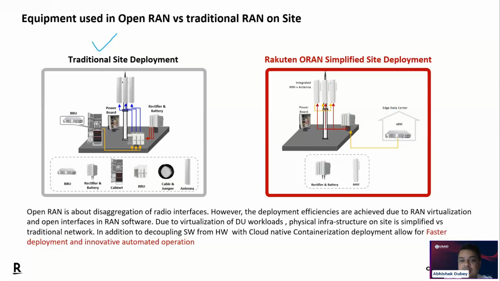Only this part. And in the civil part, you are going to install the power distribution unit and the battery and the rectifier. Okay, so these are part of civil, and this is part of your telecom installation. So very minimal footprint you are going to send, and this is going to speed up your installation or deployment of your sites. Right. So faster deployment and innovative automated operation you are going to see with the ORAN site deployment.